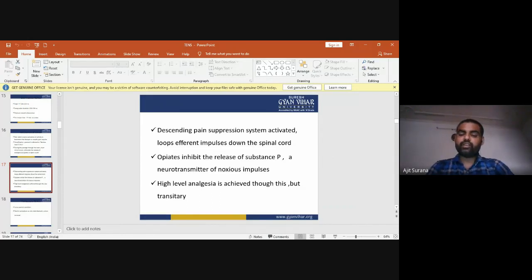The opioids inhibit the release of substance P, a neurotransmitter of the noxious impulses. High level analgesia is achieved through this, but it is transitory.